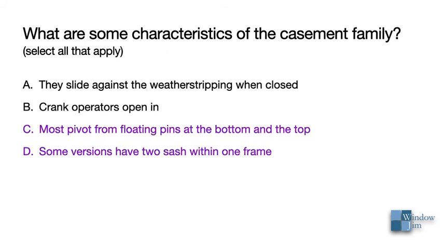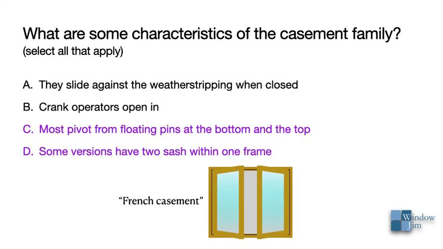C and D. Most casements swing from floating pins. A casement with two sash within a single frame is a French casement. Casements compress the sash against their weather stripping, not slide, and open-in versions are drawn in by hand, not cranked in.